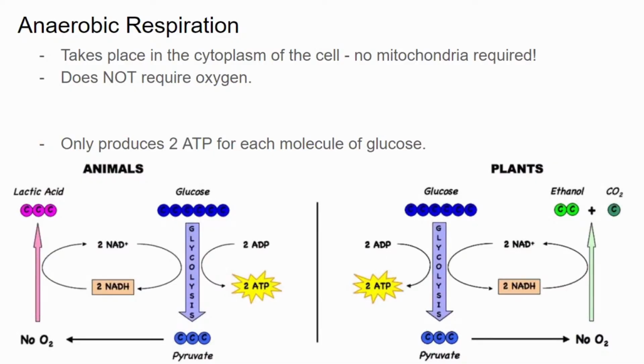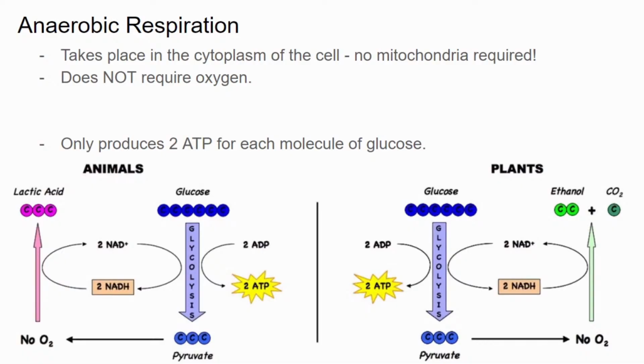Okay, so this takes place in the cytoplasm of the cell, not in the mitochondria. So the mitochondria are not required for this process. Compared to aerobic respiration, it is fast, but it's not very efficient. It doesn't require any oxygen, so it does have its purposes, but for every glucose molecule, it only produces 2 ATP, so not very efficient.